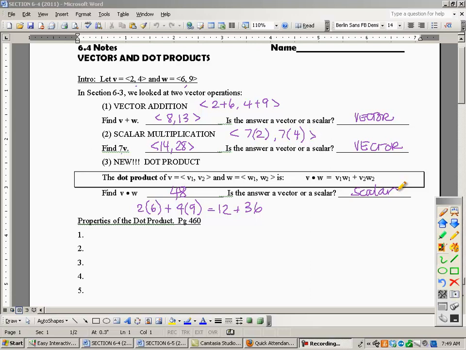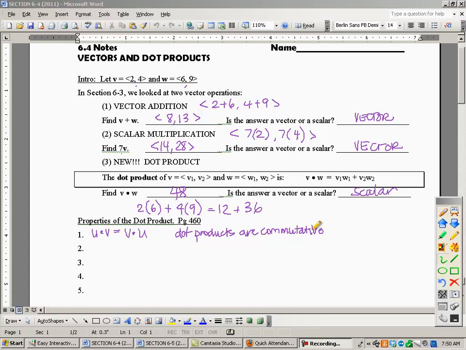And so here we go. There are a couple of properties that are on page 460 in your book, and I'm just going to give you the highlights. You can take the dot product of u and v, and still get the same answer as if you take the dot product of v then u. And what that means then, our dot products are commutative. Okay, that means the order that you multiply doesn't change the outcome.